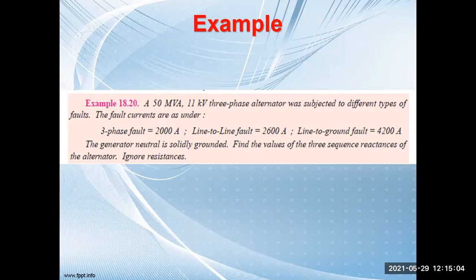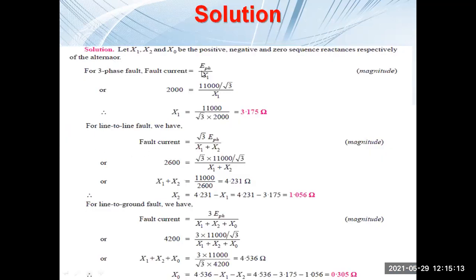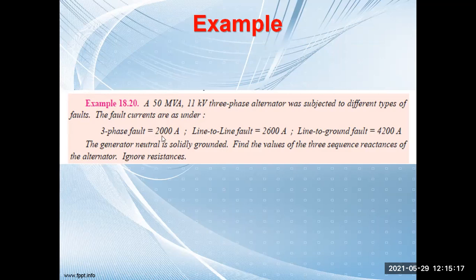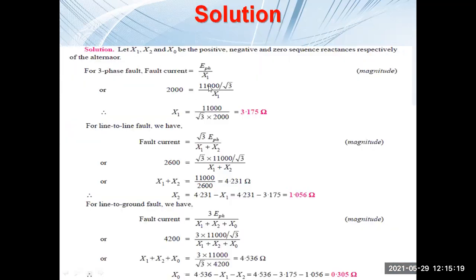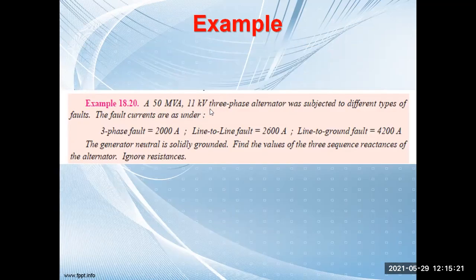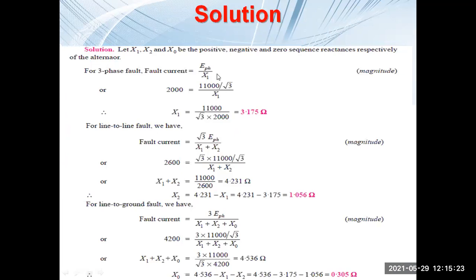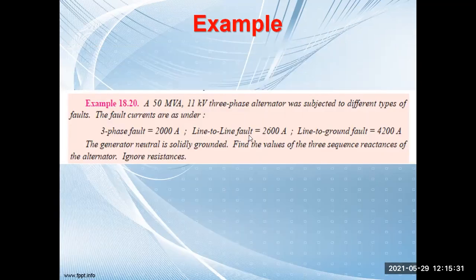Symmetrical fault, sir. Only symmetrical, only positive sequence network will be there. Positive sequence reactance will be present. So that will be E phase by X1. So the fault current is given here as 2000, and E phase, your voltage rating, is 11 kV. So 11,000 by root 3, and X1 will be there. So you will be able to calculate the value of X1. Now if you know X1, we'll proceed with the line to line fault.